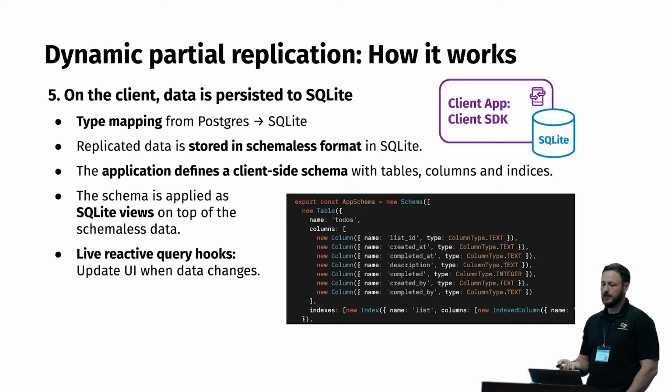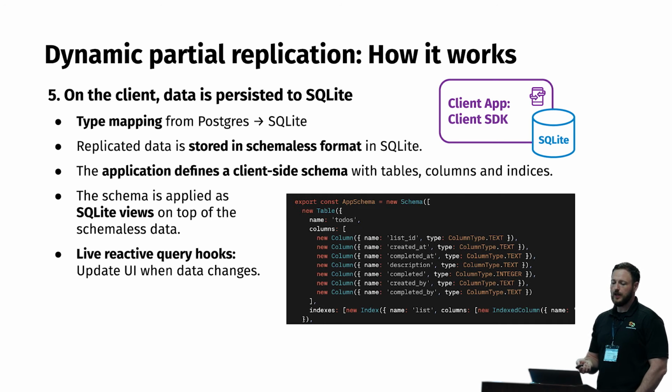And then the client SDK also provides live reactive query hooks, like, for example, React hooks to update the UI when data changes. So that's the read path. So that explains how we do the dynamic partial replication from Postgres to SQLite.